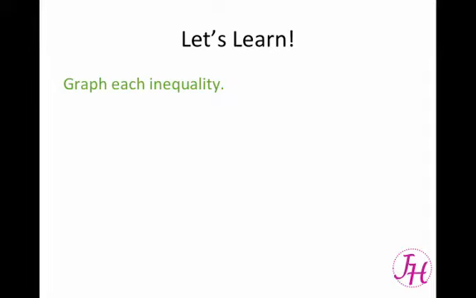So let's graph each inequality. We're going to have two inequalities. The first one is 8x minus 3y is less than or equal to 12. The second one is y plus x is greater than negative 3. We have two variables, so we're going to be using a coordinate plane. And just like equations, we're going to put our inequality into slope-intercept form to make it easier to graph.